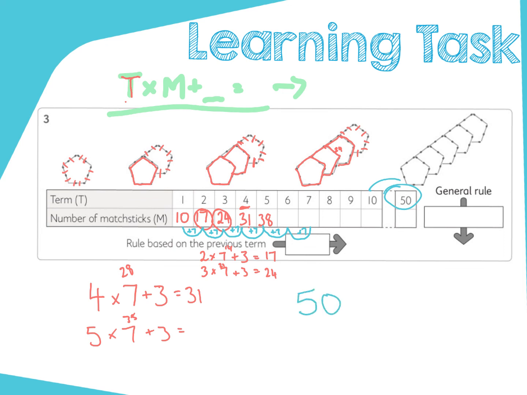50 times 7 plus 3. Well, I'm going to take that 0 away. 5 times 7 is 35. Then I add that 0 back, 350. Then 350 plus 3 is 353. And I can throw that in here, 3, 5, 3. My general rule is T times matchsticks plus, and then I've put 3, okay? Hopefully that makes sense.